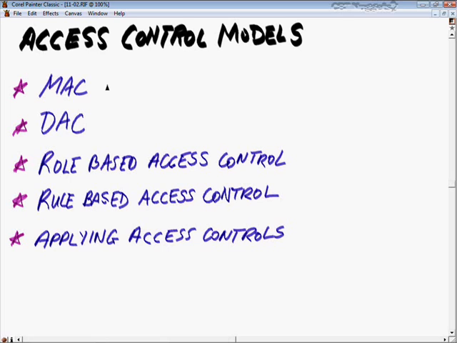Now, we can still use labels with DAC, but they're not mandatory like they are in MAC. Owners can grant or revoke access to individuals or groups of individuals on a situation-by-situation basis. So this is a dynamic model and one that produces productivity and collaboration and sharing of information easily between users, but it's also a lot less secure than mandatory access control.